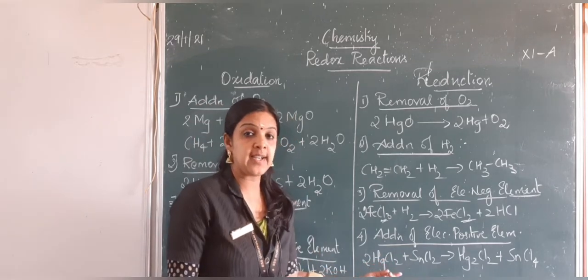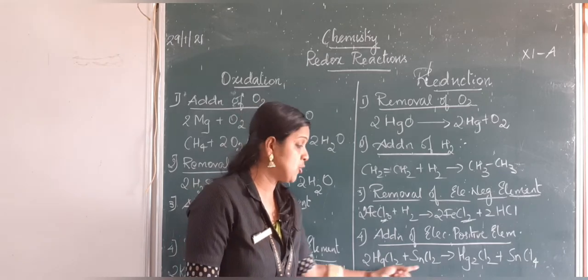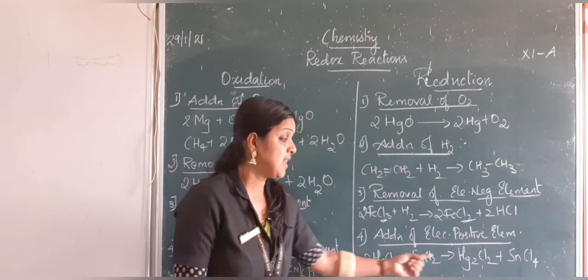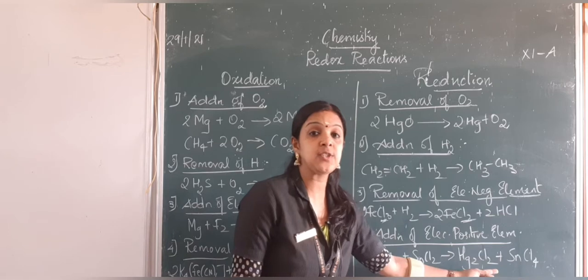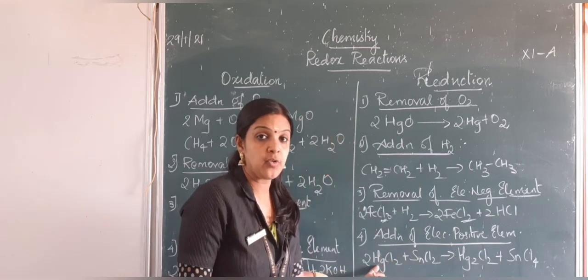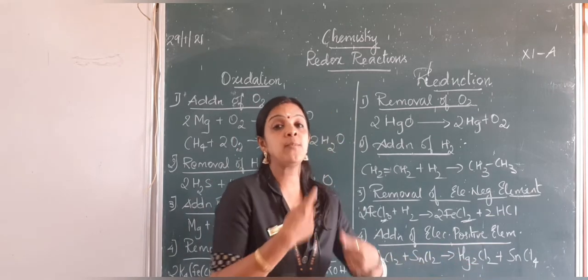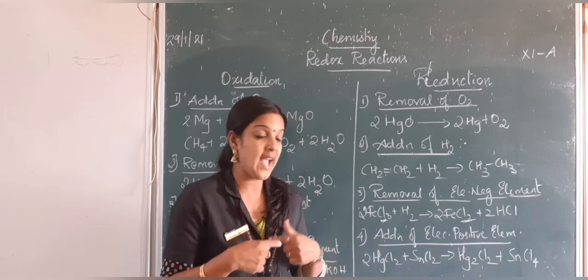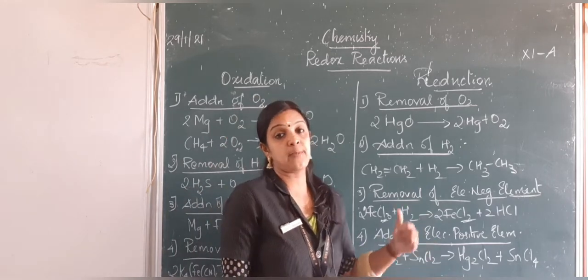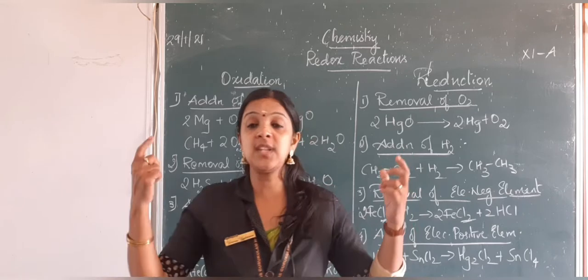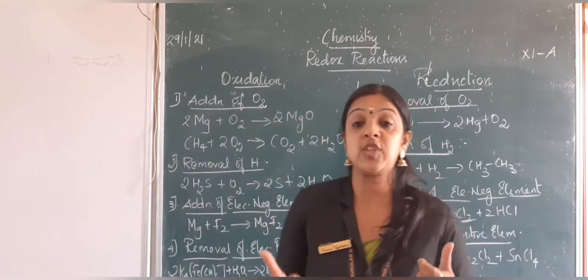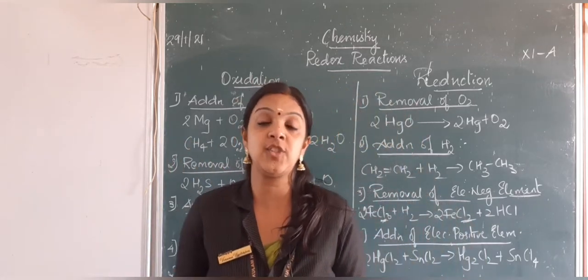Closely observe the reaction. HgCl2 plus SnCl2 gives Hg2Cl2, where there was only one mercury atom, it became 2. So one more electropositive element has got added and thus this is a process of reduction. So these are some of the definitions in which I can define oxidation and reduction.